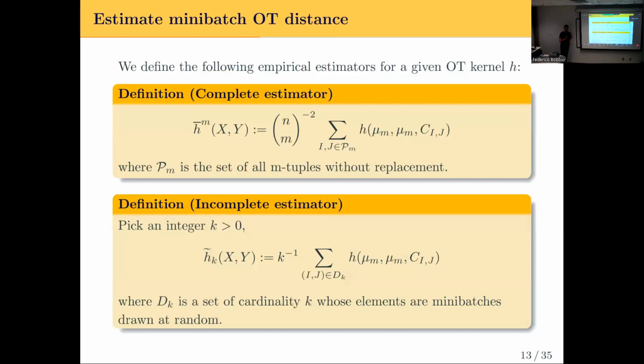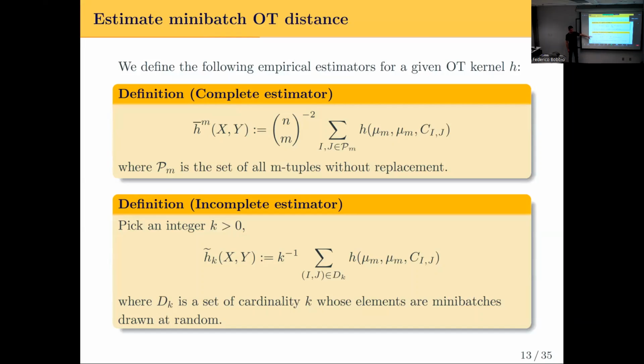And so you have two ways of estimating this quantity. You can use a complete estimator, or you can use an incomplete estimator. The complete estimator is just the average of optimal transport between all possible minibatch couples. But this is not tractable in practice, because you have a combinatorial number of terms to calculate. So even if you can use parallelism on CPU or on GPUs, it would be just too long to compute.